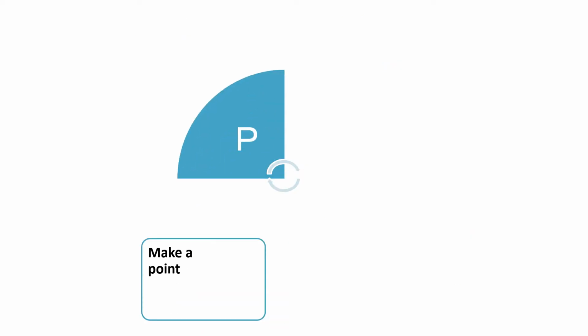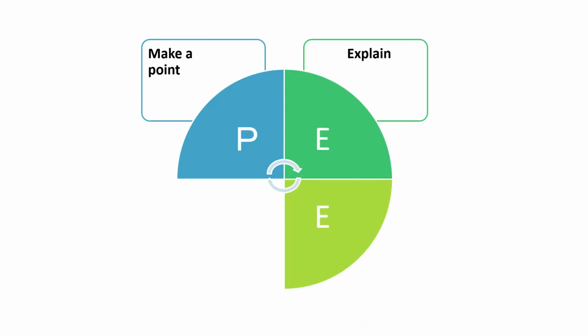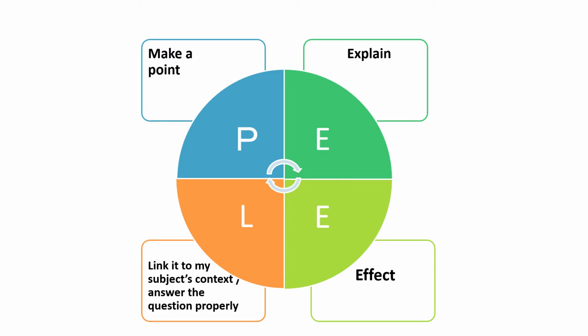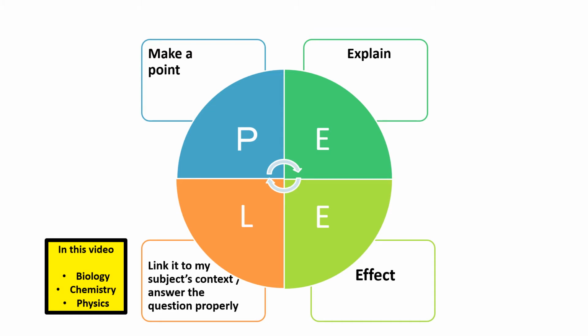So the technique you would use would be the PEEL technique: point, explain, effect, what is the impact, and then link it into the context. That basically means you're answering the question. Alright, and like I said, in this video we're going to look at biology, chemistry, physics.